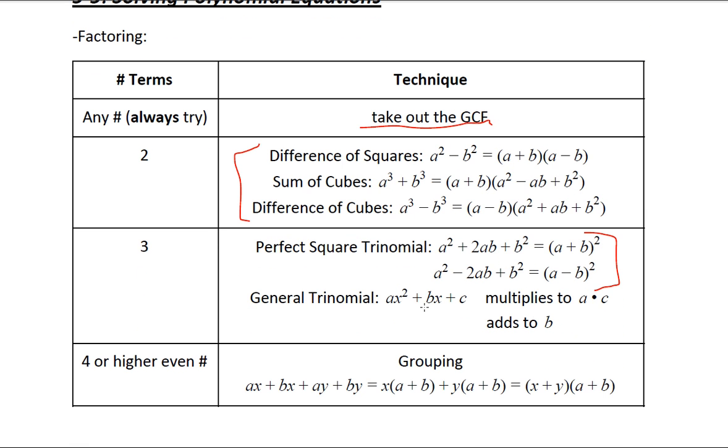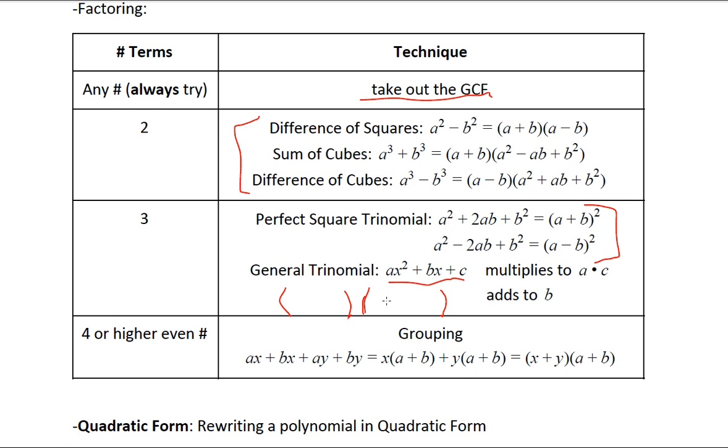Also, you could look at just standard factoring, a general trinomial where we multiplied a and c, and those two numbers need to add to b, and we wrote two binomials for those situations. And also, if you have 4 or more terms, chances are you probably need to take out a GCF and then look at grouping.